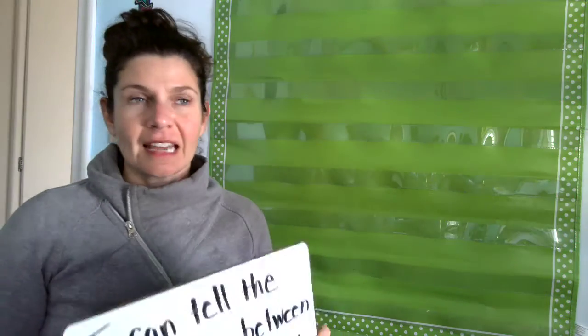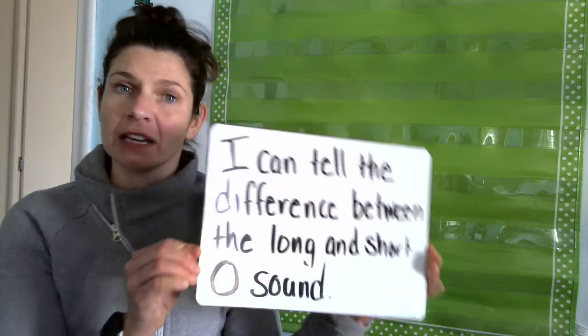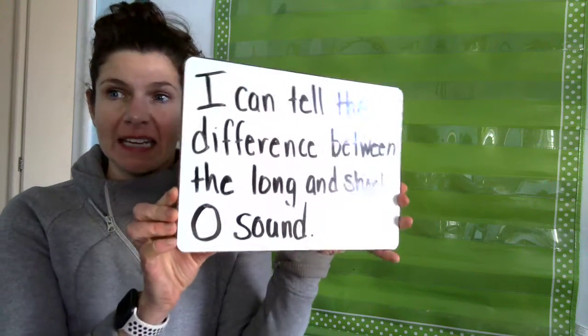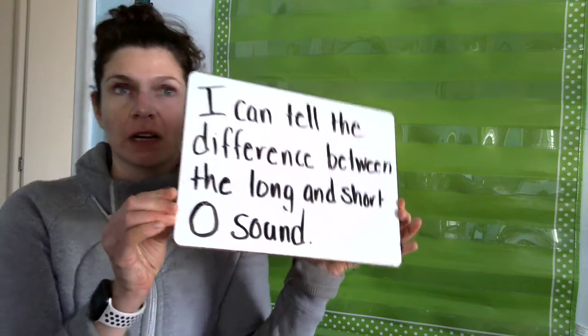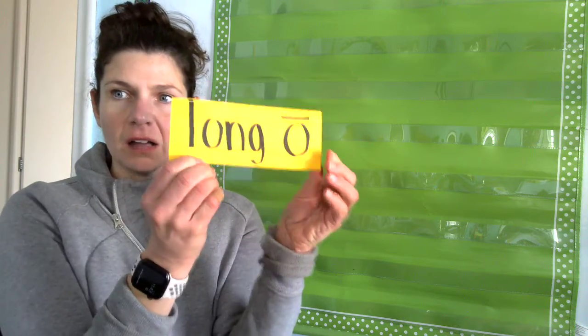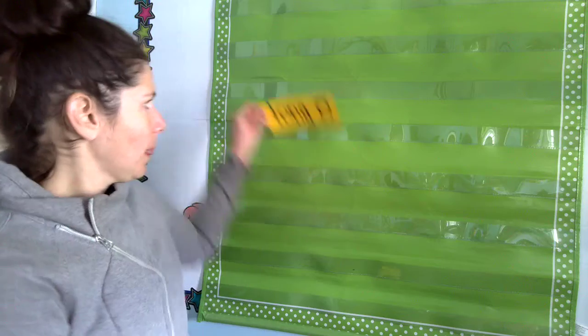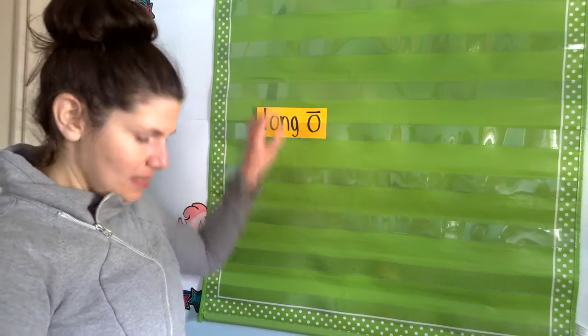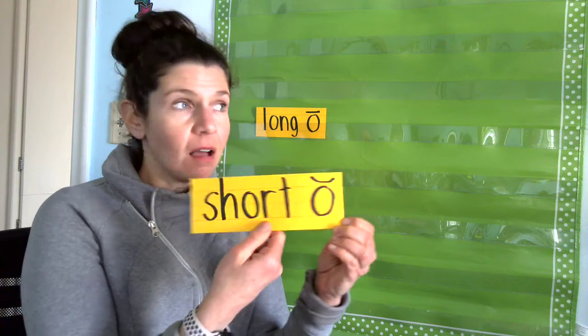Hi, second grade. Time for skills and time for more long and short vowel sounds. Today our learning target is I can tell the difference between the long and short O sound. So we have the long O, and when it's a long vowel, it says its name. So when you're reading the word, you'll hear the sound O. And then the short O, and the sound the short O makes is ah.